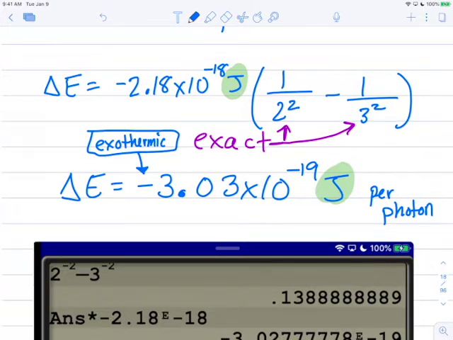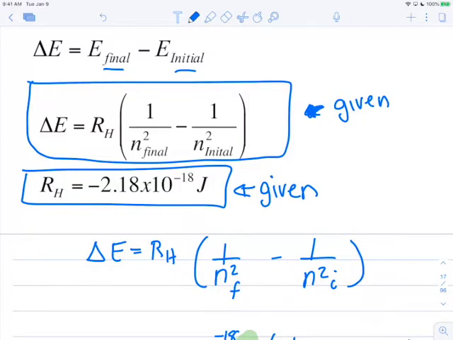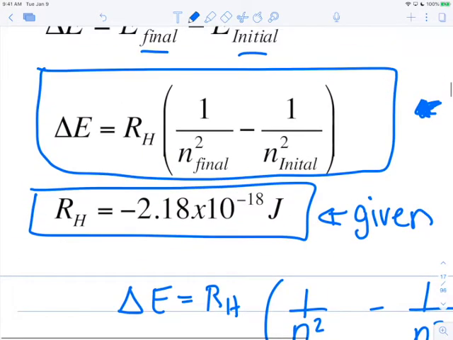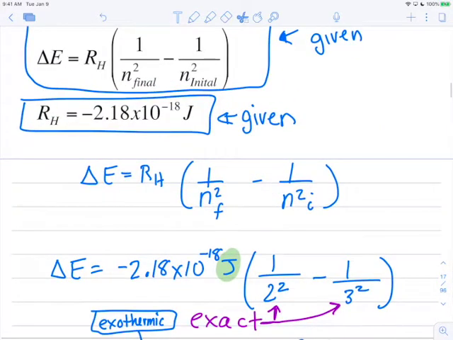Okay, so Jervin, go ahead. So I saw two equations for energy change. One was energy final minus energy initial, and the second one was energy equals RH times those fractions. How did you know which one to use? So you're saying that you saw another equation where you had the initial before the final, right? Yeah. Since there's two, does that mean there's like two ways to find the energy change? They're actually the same equation, just algebraically moved around. So let me show you how they interconvert.